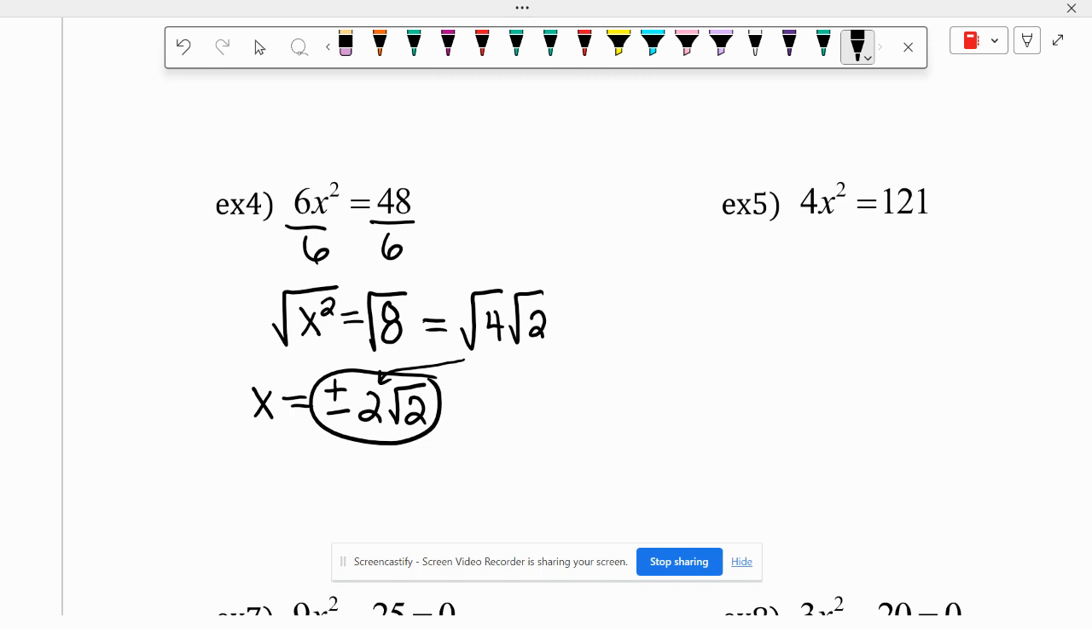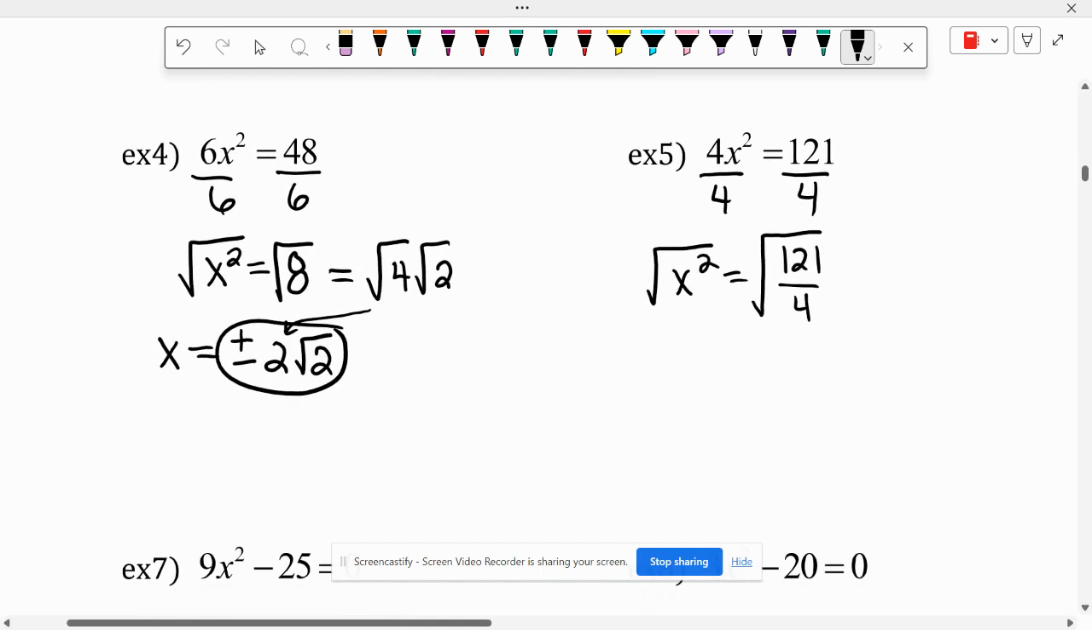Let's look at example number 5. Trying to get x squared alone. What do I need to do first? Divide by 4. So x squared equals 121 over 4. To get x squared unsquared, I have to take the square root of it, but whatever I do to one side, I have to do to the other. How do we write the square root of a fraction? What do we do to that? We break it up, right? Square root of 121 over the square root of 4.